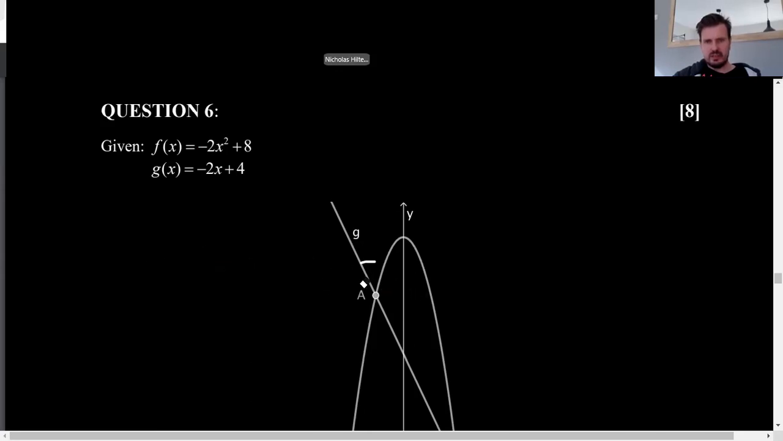Okay, so we're given two functions. One of the functions is a parabola and one is a straight line. We can see the parabola is the sad face parabola, that's why it's got a negative 2x squared. And then the straight line is negative 2x plus 4.